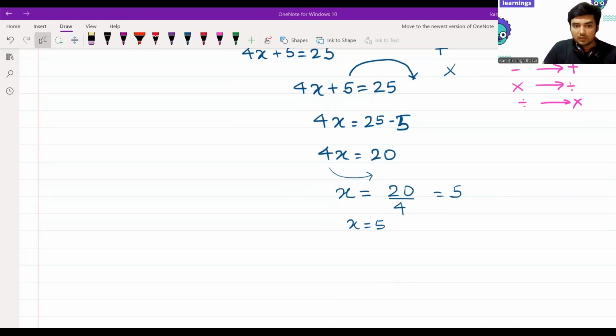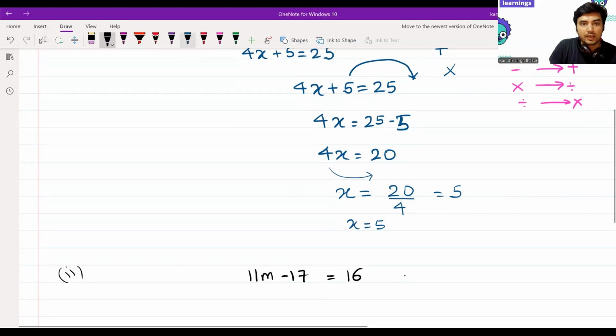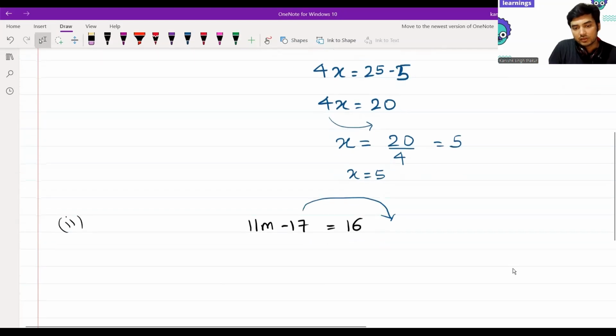Okay, let me take one more question. Let me take one with subtraction. Suppose I have 11m take away 17 is equal to 16. This is what I have. So what will happen if I shift this 17 to this side? This 17 is getting subtracted here, so it would be added to 16. So 11m would be 16 plus 17. So 11m is equal to 33.